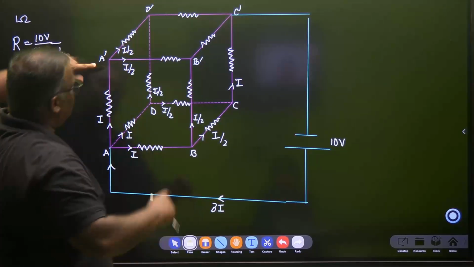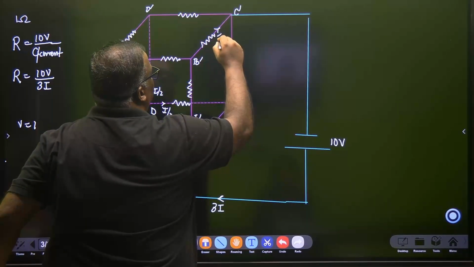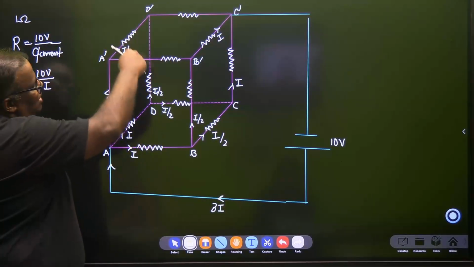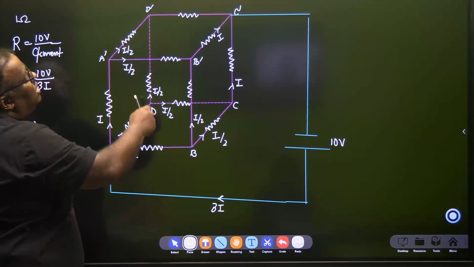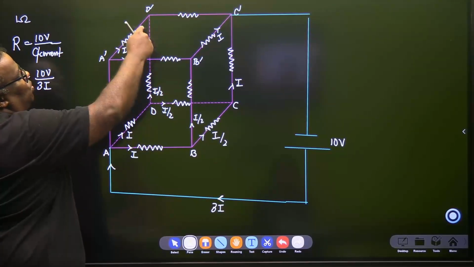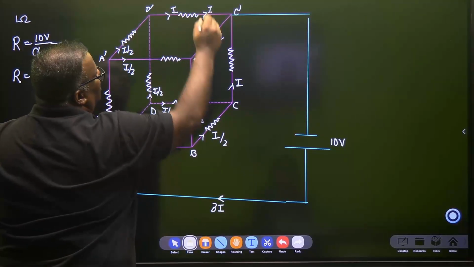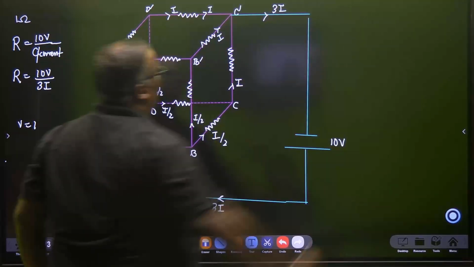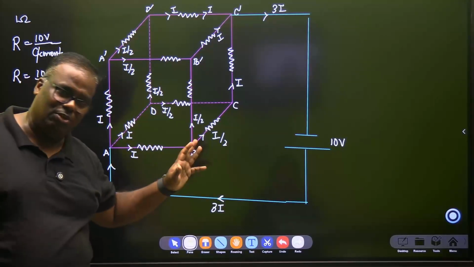So let's see. I by 2 meet at B dash will become how much? I. Very interesting. And here, what is happening? Between A and D dash, I by 2 is going. Between D and D dash, I by 2 is going. So this current becomes how much? I. Ultimately, all three I's are pairing up, and the overall circuit current becomes 3I. Clear? This is the difficult part which you have already done.